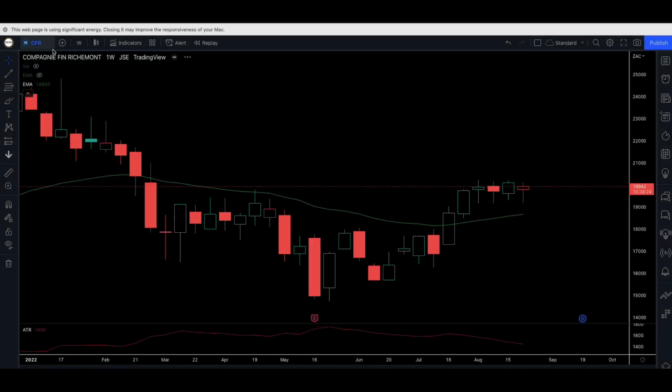We have a position in CFR Richemont. We bought CFR Richemont when it closed above this level, so we were expecting to see CFR pulling back somewhere around 187. What happened? CFR didn't pull back to this level, but now we see the stock is trying to push further up. We already have a buy stop order somewhere around 202 rand, so that if the stock trades above this level, then we add into our existing position.